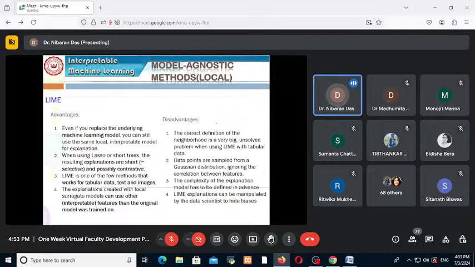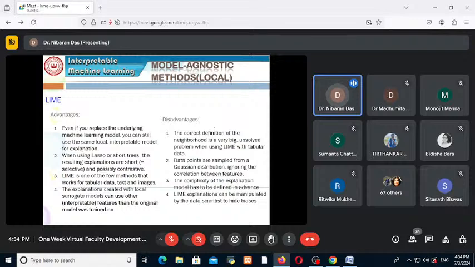Advantage of LIME: even if you replace the underlying machine learning model, you can still use the same local interpretable model for explanation. Using lasso or short trees, the resulting explanations are short, selective, and possibly contrastive. LIME is one of the few methods that works for tabular data, text, and images. The explanation created with local surrogate models can use other interpretable features than the original model was trained on.